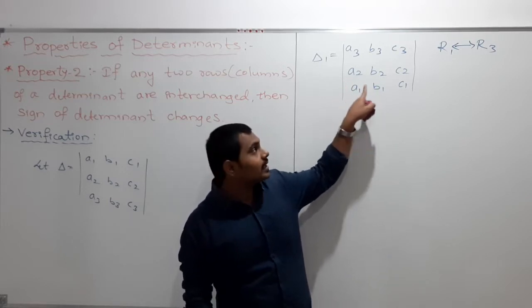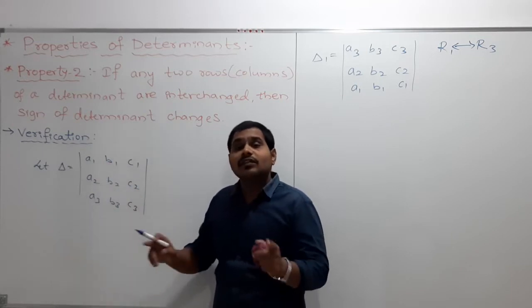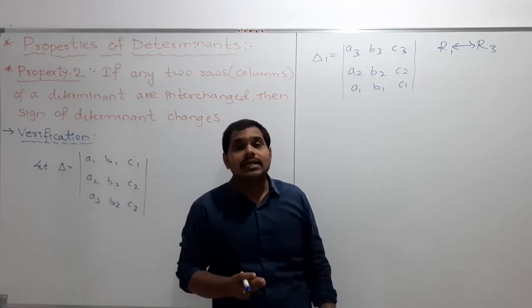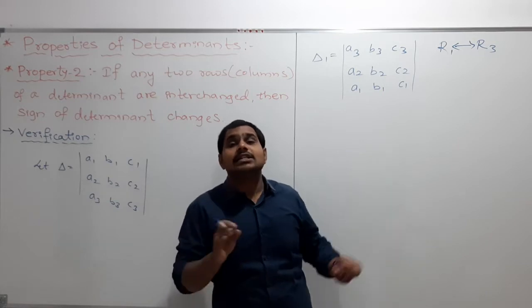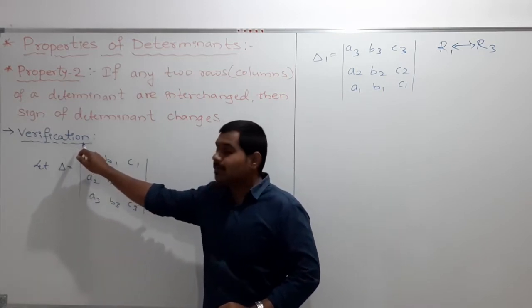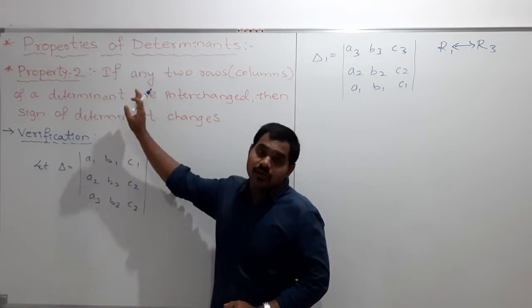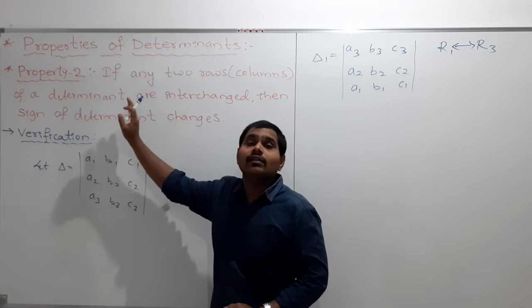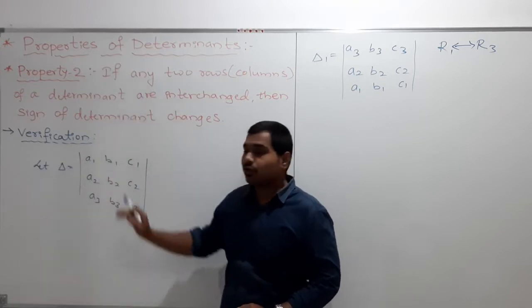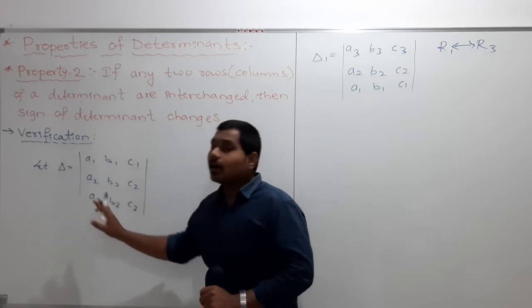It means I will find the determinant value of this, and also the determinant value of this. After finding that, we can conclude that the sign changes. Whether it changes or not, I am verifying here, where I wrote verification. For the property given, whether it verifies or not, that I am going to check. Clear? So simple it is. I just consider the one determinant.